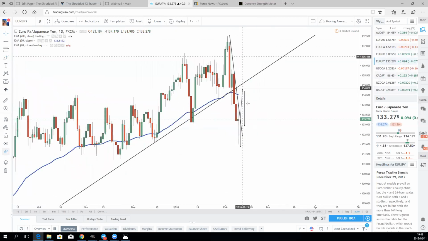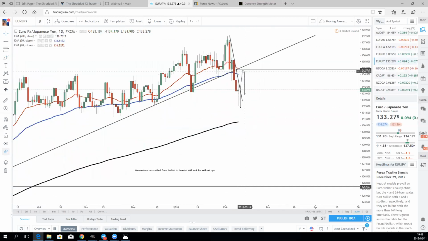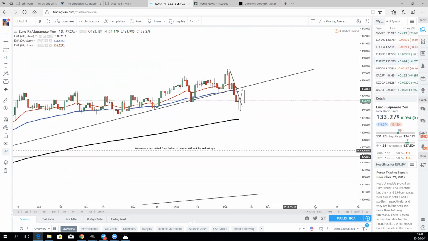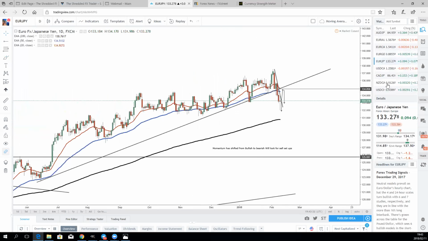Should have some consolidation initially, pull back up to resistance, and then pull back down. Alternatively, if we break the low here, we could just see fall down from there. Two moves here, either up to there to resistance and back down. If it breaks the low, when it opens, we'll go down. So we'll be looking for sell setups this week on Euro JPY.